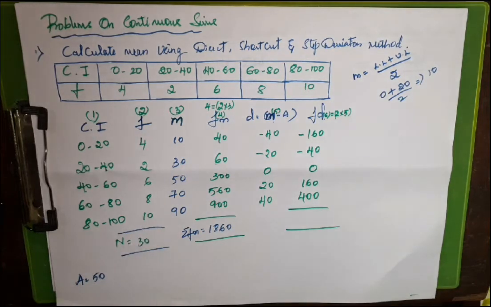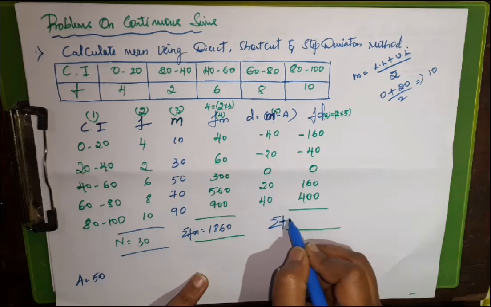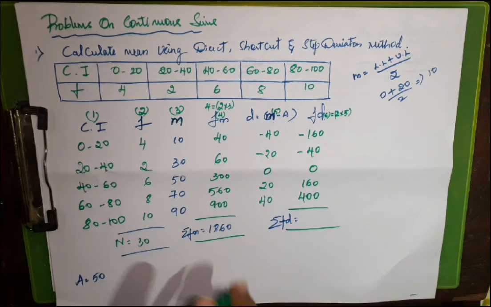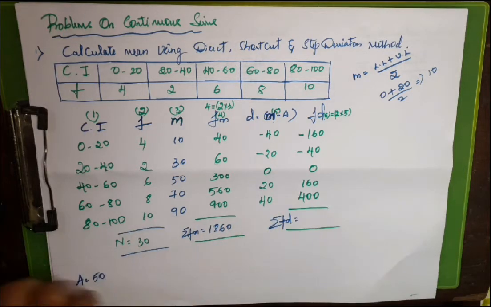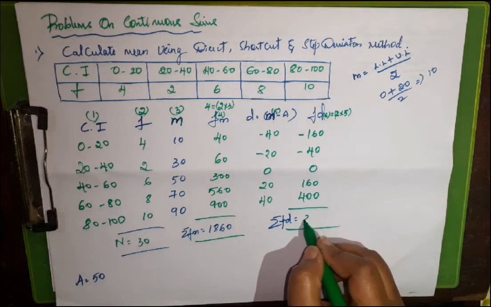Okay, add and subtract to get sigma Fd. So minus 160 and minus 40, you will get minus 200. The positive total is 560. So 560 minus 200, you will get 360.